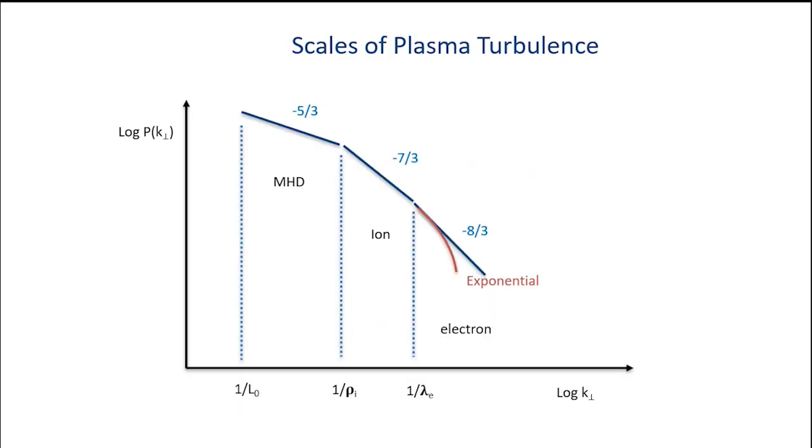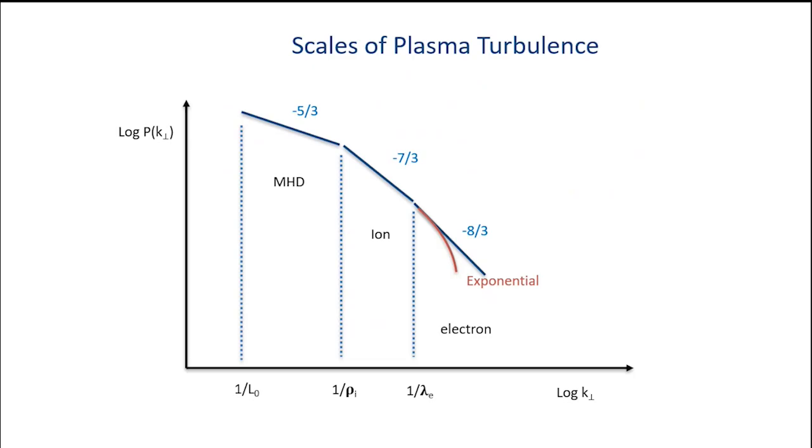And another key difference between plasmas and hydrodynamic flows is that plasmas consist of at least two species, ions and electrons, with vastly different inertia. So that's why we have different spatial regimes where turbulence can occur and different turbulent cascades. Here on the larger scale, L0 is the size of the ship, the size of the comet, or the size of the sun.